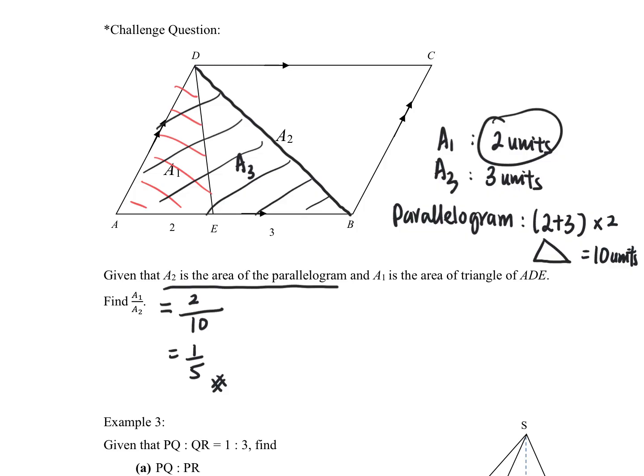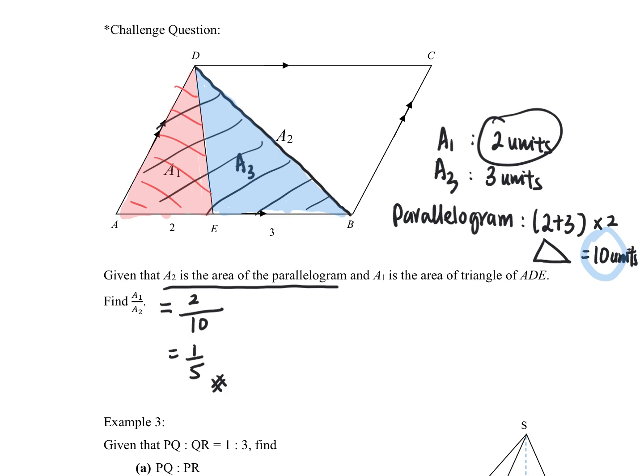You see this part here? Let me highlight in color. This one is 2 units. Okay, and then A3, the blue one, is 3 units. So half of the parallelogram is 5 units, correct or not? Then the whole parallelogram, 10. That's why I get 10.